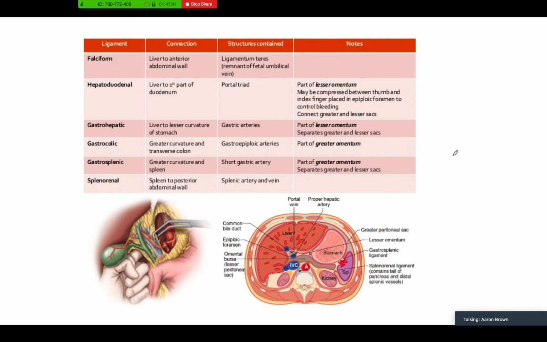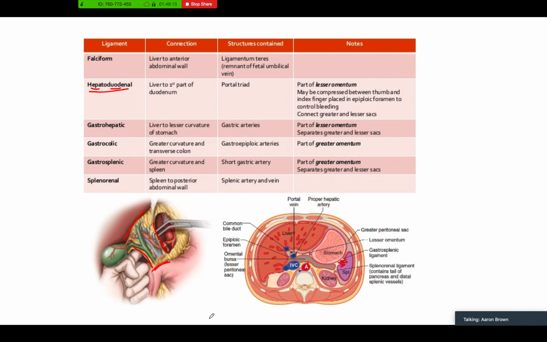Another thing that they may ask about are the different ligaments. The most important ligament that you need to know about is the hepatoduodenal ligament, the ligament that goes from this part of the duodenum all the way up to the liver, right? Hepatoduodenal, going from the liver to the duodenum. Why do we need to know about this ligament? Because inside of this ligament, there are three very important structures that we call the portal triad.